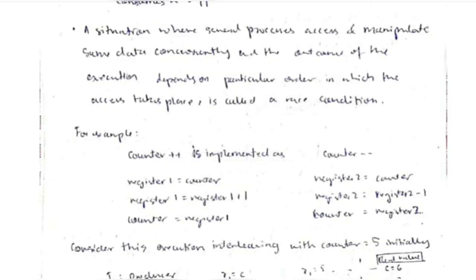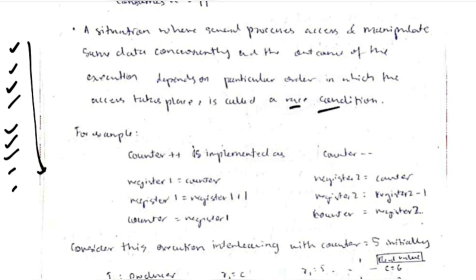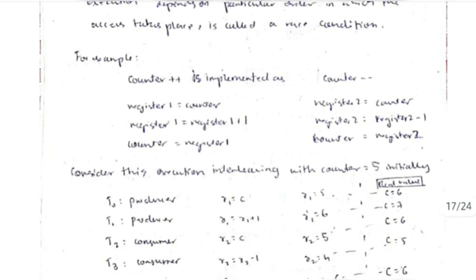Okay, the order in which the product is produced and the consumer is consuming the data, or two times the product is produced or three times the consumer is consuming the data, the order in which these things happen is nothing but the race condition. I'll be giving you an example and explaining what race condition is.